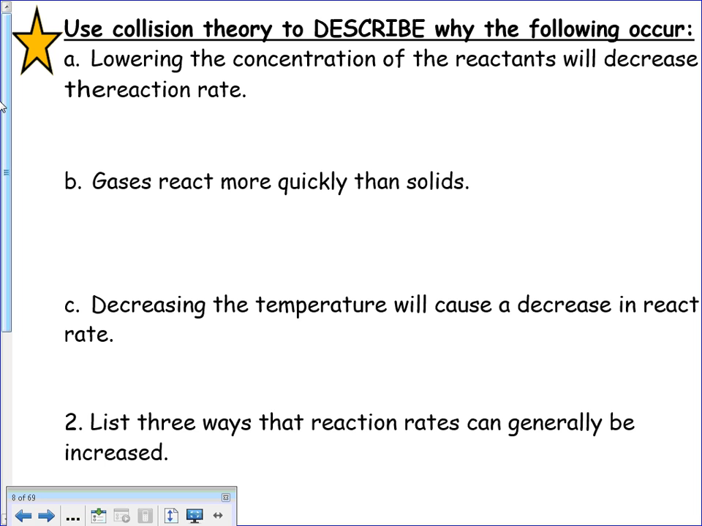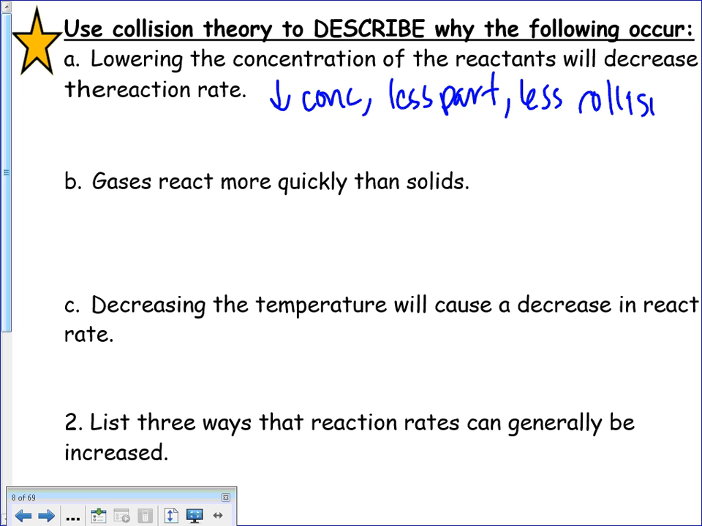So let's start with A. Lowering the concentration of the reactants will decrease the reaction rate. That is a true statement, yes? Why, Hayden? Let's go baby steps. Tell me the very first thing that happens and why it happens. Okay, so less particles means less collisions, right? Remember, you're always relating it to the collision theory, so you're probably going to say the word collision at some point. All right, so lowering concentration means there's less particles, means there's less collisions, lesser rate, right? There you go. Perfect. I want to see the baby steps to get there.